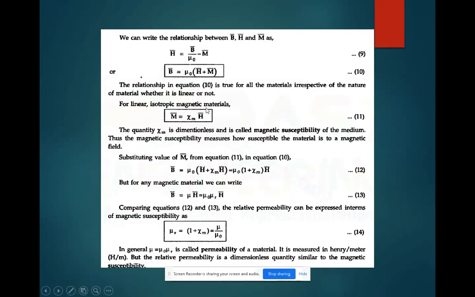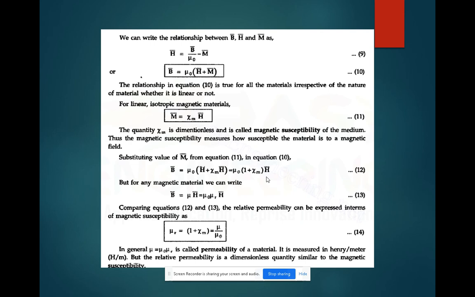For linear isotropic magnetic material, we can write the magnetization as chi m H vector. So chi m is nothing but magnetic susceptibility, which is dimensionless, that is unitless. Now we are going to substitute equation 11 in 10. So B vector equals mu naught into H vector plus chi m H vector. Taking H vector outside, you get 1 plus chi m.